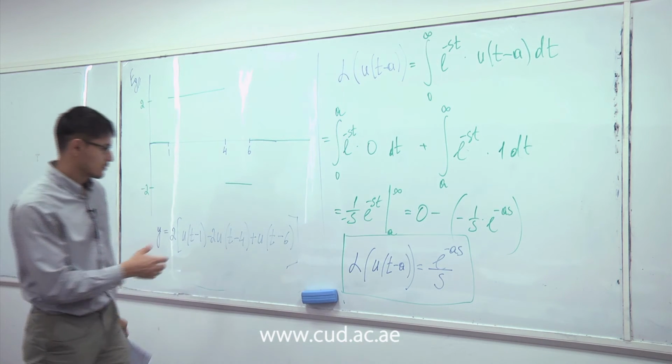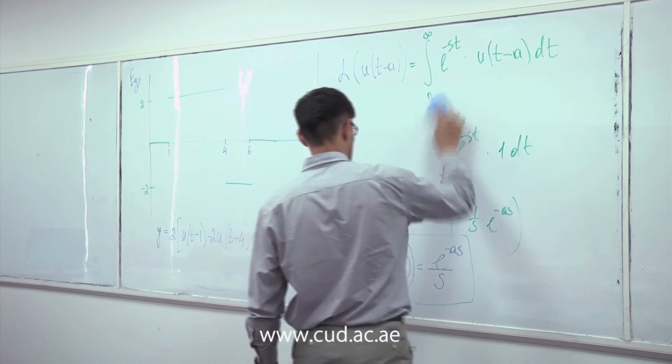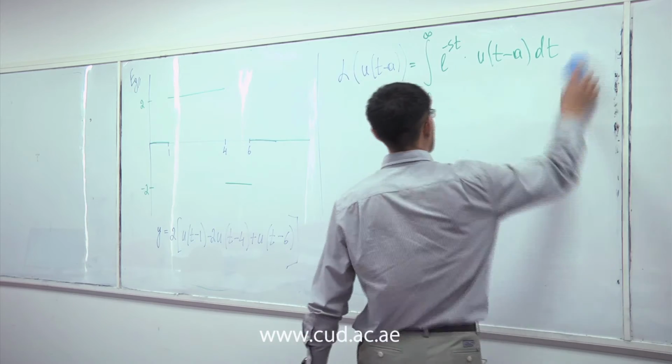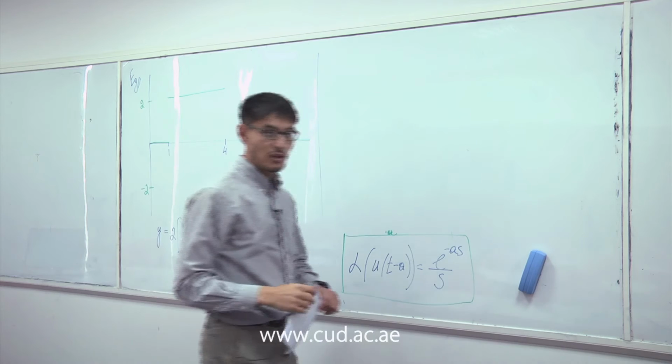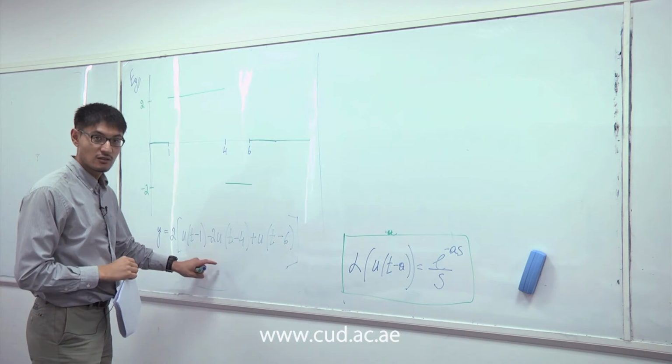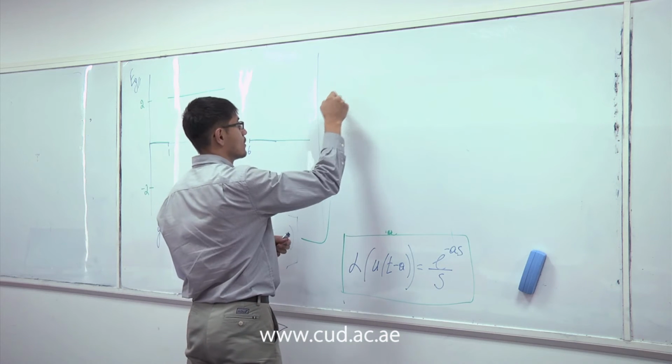Now that we have the equation for the signal, let's quickly find the Laplace transform of the signal. So the Laplace transform of the signal would be the following.